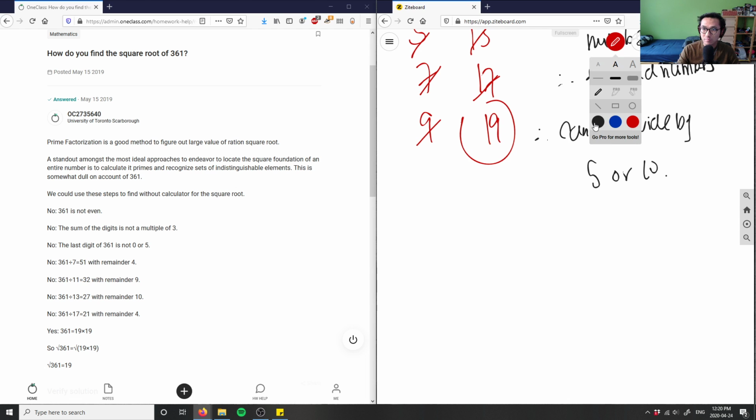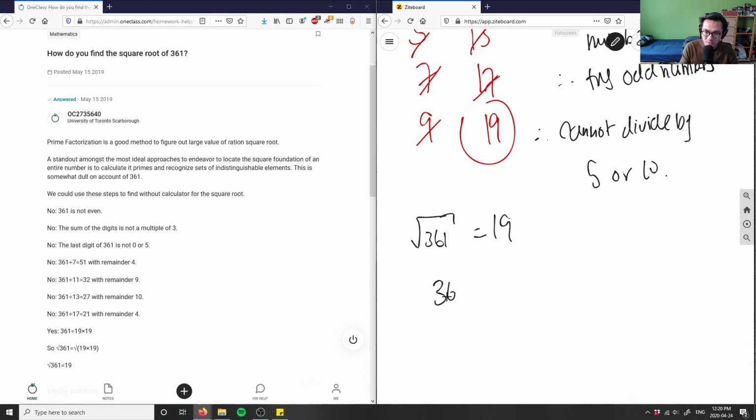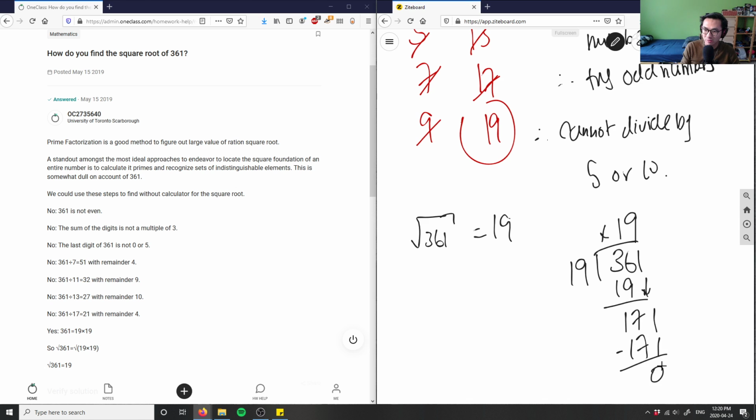19. We can only do this if we're not given a calculator. If we're given a calculator, we can just type this in and we'll see that it equals 19. If I divide 361 by 19, I have 1, so 19 times 1 is 19, and 36 minus 19 equals 17. Then bring down the 1, and you realize this has to be a 9. 9 times 1 is 9, and 9 times 9 is 81, plus 9 is 90, so the remainder equals 0. So 19 would be my answer here.